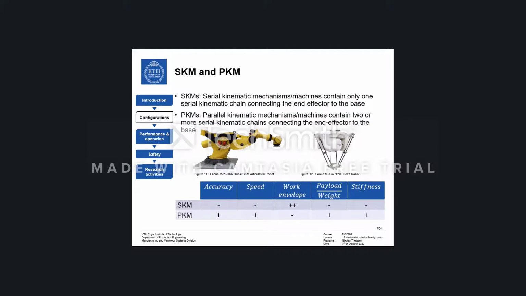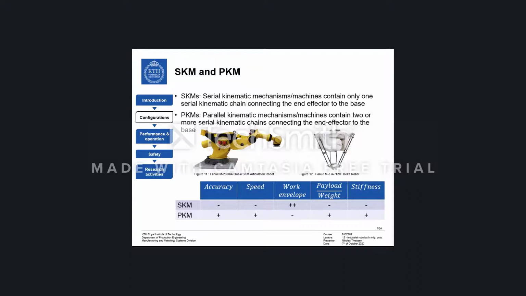So, what are SKMs and PKMs? SKMs are serial kinematic mechanisms or machines. That is, they contain only one serial kinematic chain connecting the end effector to the base. You can consider, for example, your arm. Or there are parallel kinematic mechanisms, which contain two or more serial kinematic chains connecting the end effector to the base. You can, for example, think of your legs.